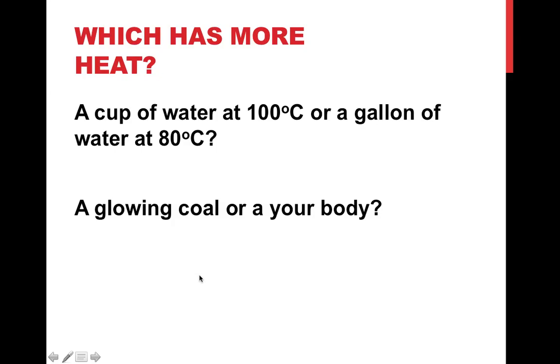Okay? Or here's another one. What about a glowing coal or your body? Like the heat that your body gives off. So even if you pull a charcoal right out of a grill and it's glowing, and you think of how much heat that has, it's still not going to be as much as your entire body and the heat that you produce. Because your body is bigger, has more mass, and so the total heat that you put off is going to be greater than a small coal, even though the coal is obviously hotter.